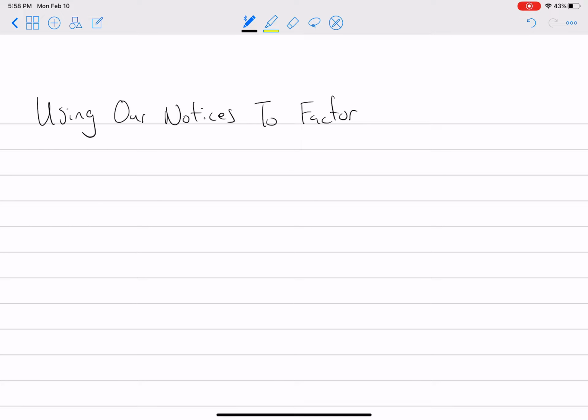All right, y'all. So let's put all those notices to work, and let's use the area model and these different noticings to actually help us factor. Let's go ahead and factor 2x squared minus 9x plus 9. How we're going to do this is we're going to create the area model and work backwards. We're going to deconstruct and create a puzzle.